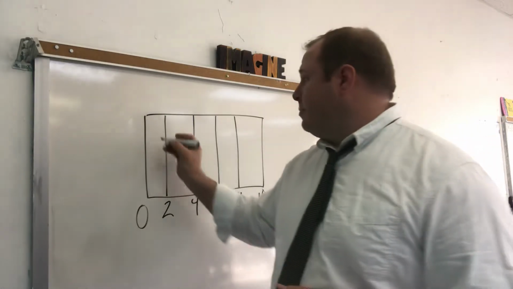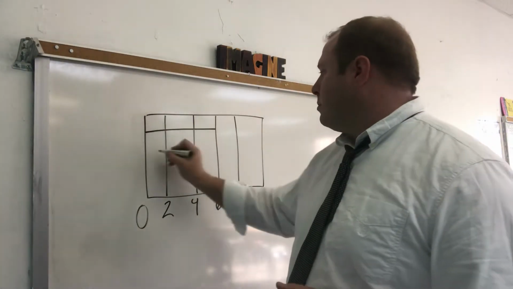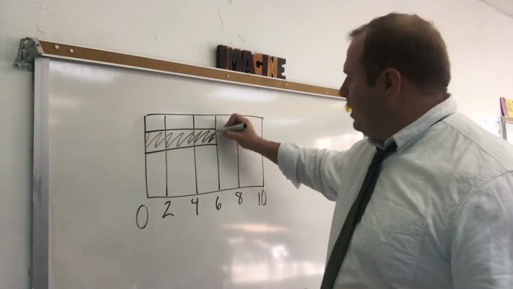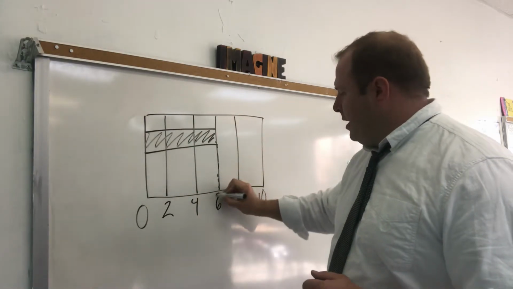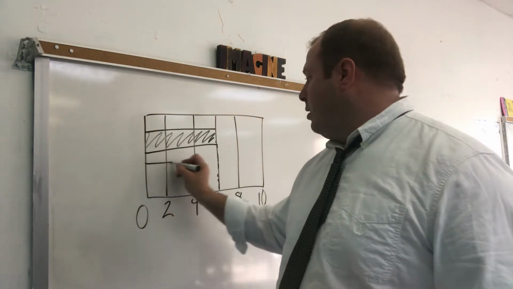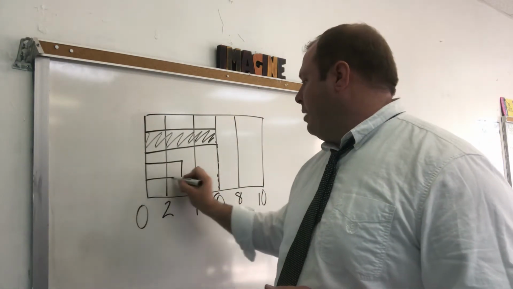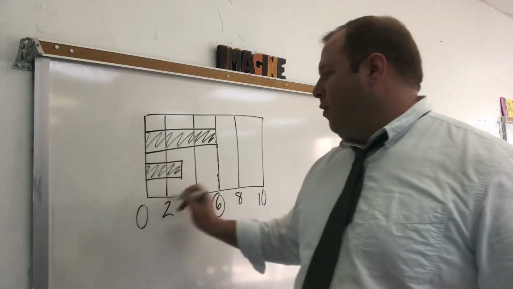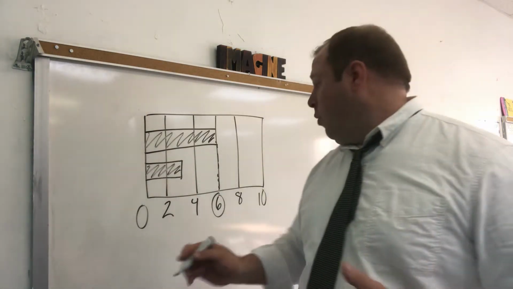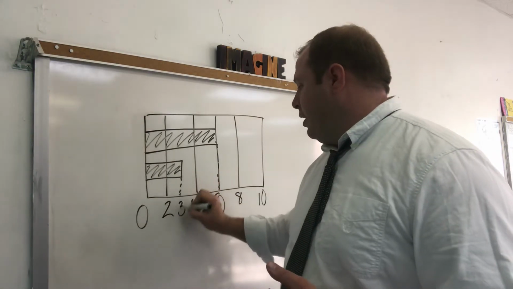So for instance, if you had a bar that came all the way out to this line here, that means it's worth 6. But what do you do if you have a bar that you find halfway in between 2 and 4? Well, what number's between 2 and 4? 1, 2, 3, 4. So you come down, and the number is 3.